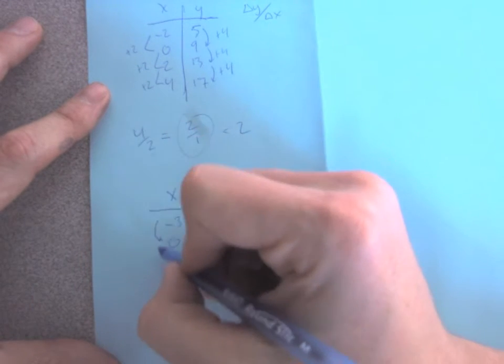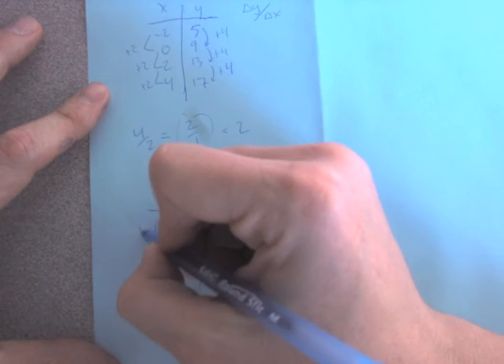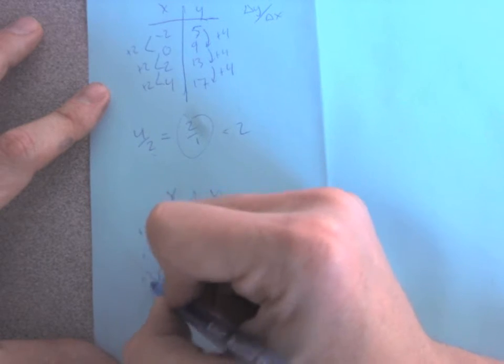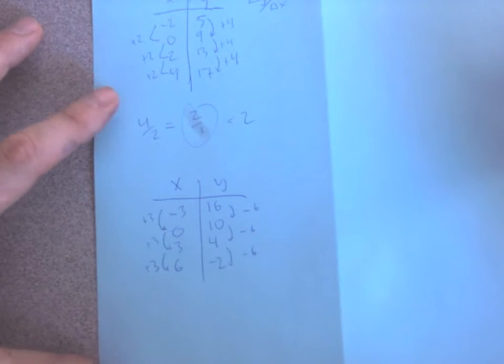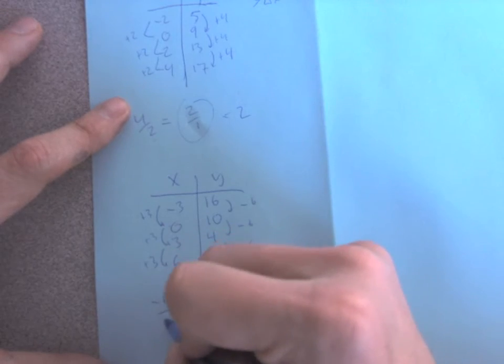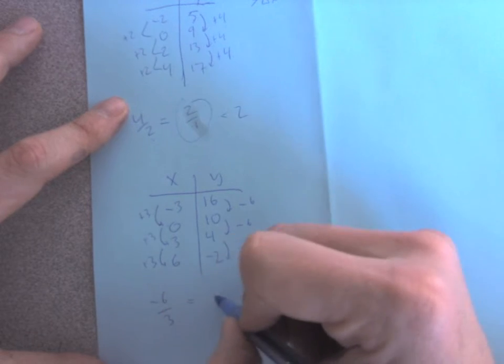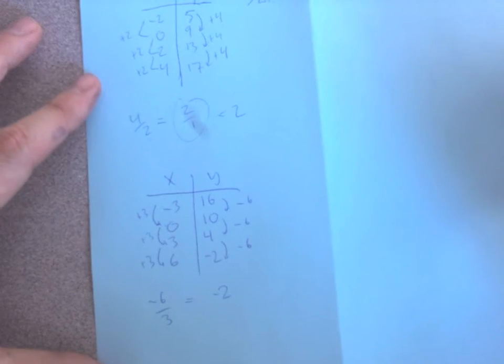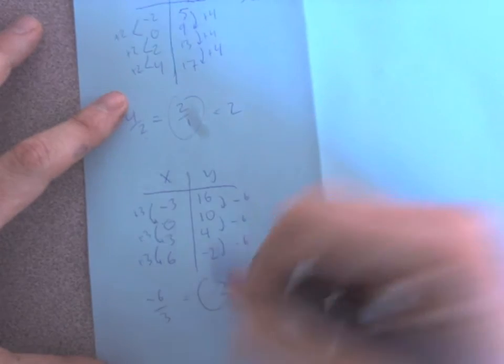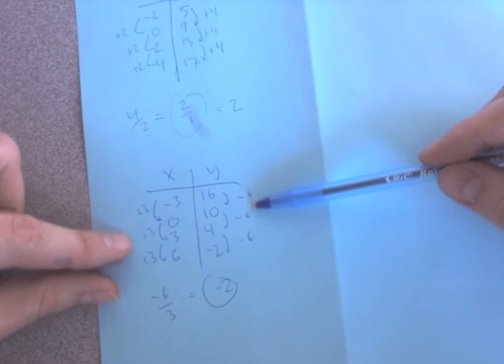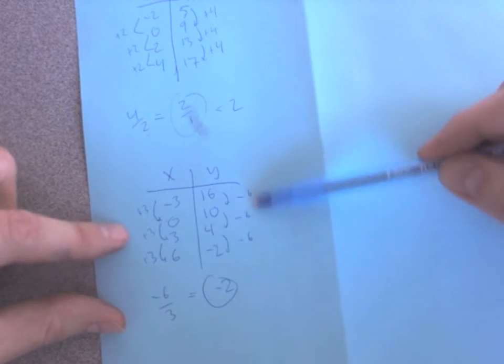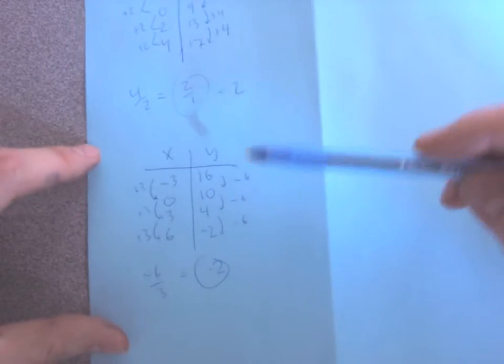Okay, now over here, what's happening is I'm increasing by 3 every time. So if you want to know what the constant rate of change is, it's -6 over 3, which simplifies to -2. Okay, so you can see that it's a constant rate of change because it's a subtracting pattern, but the constant rate of change is the change in y over the change in x.